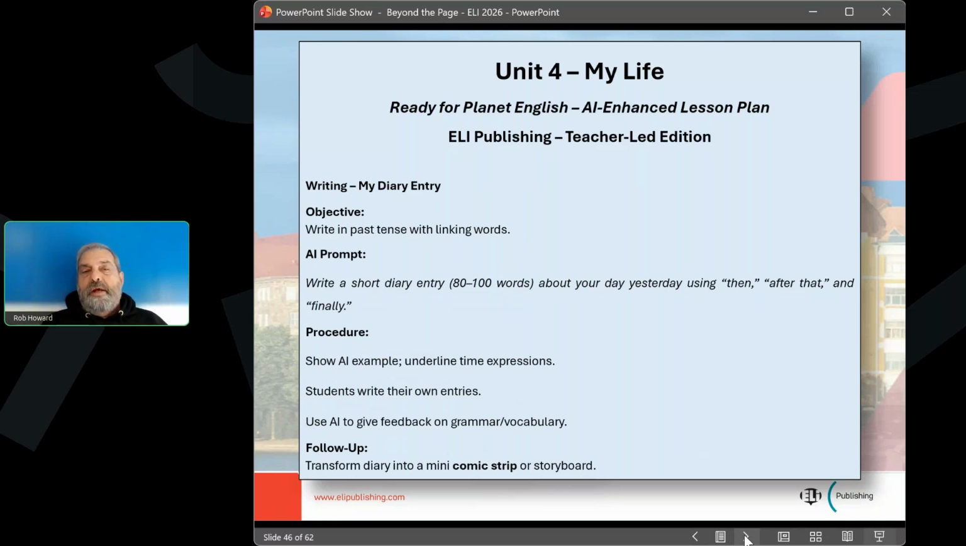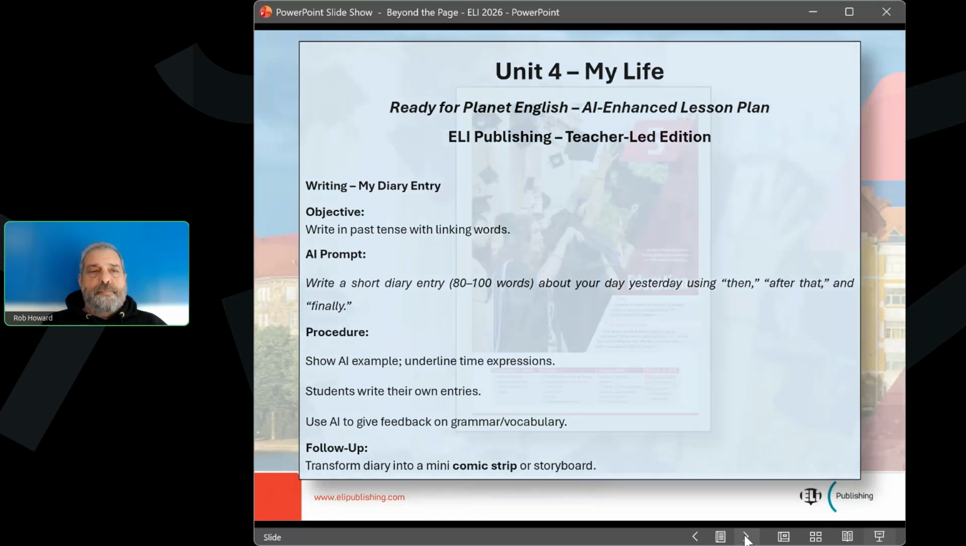Specifically, this points out using then, after that, and finally. Okay, so it's getting specific based on the specific information that they had from the course book. Again, from the prompts that I put in. Here's Unit 5, which was on education.